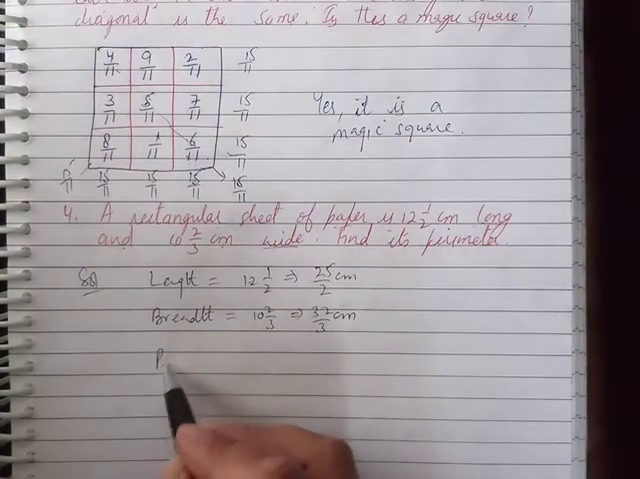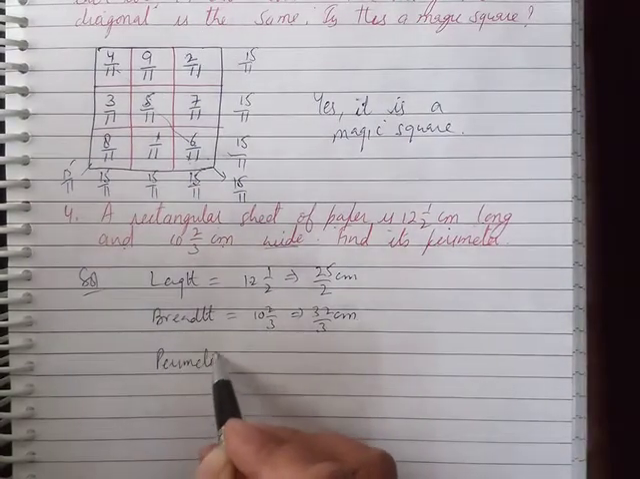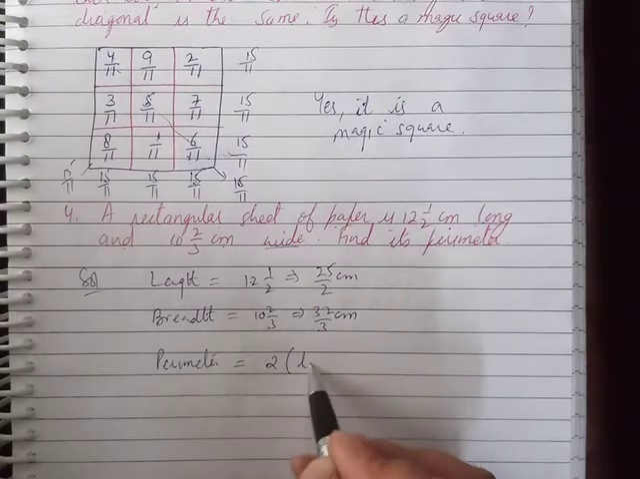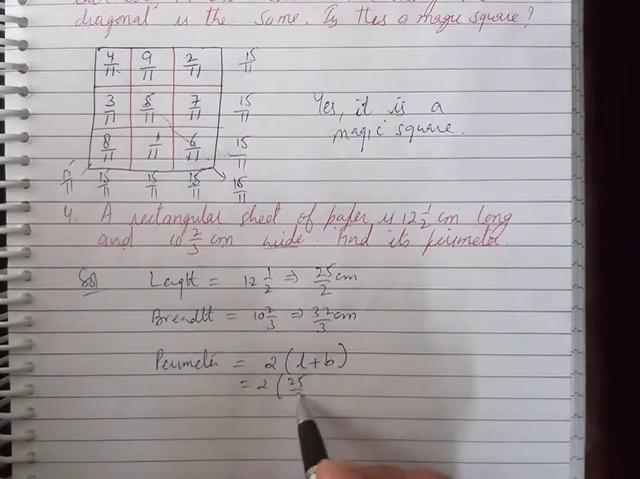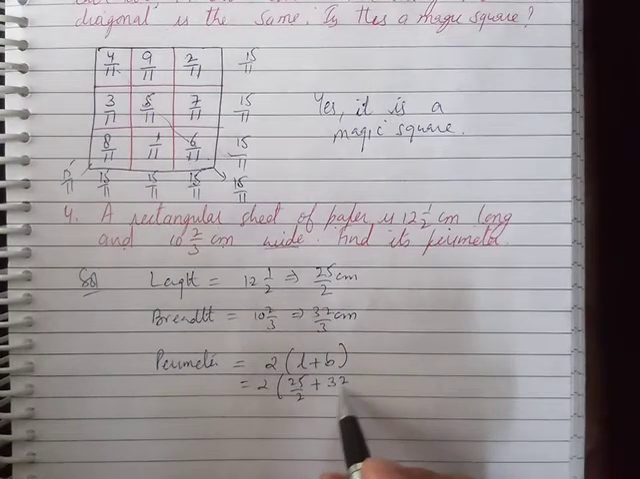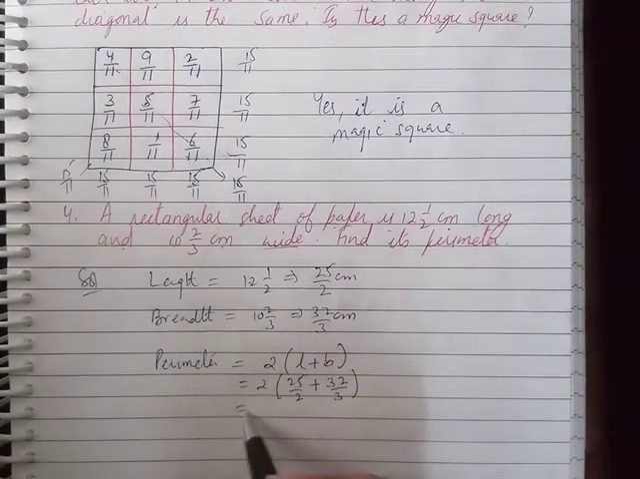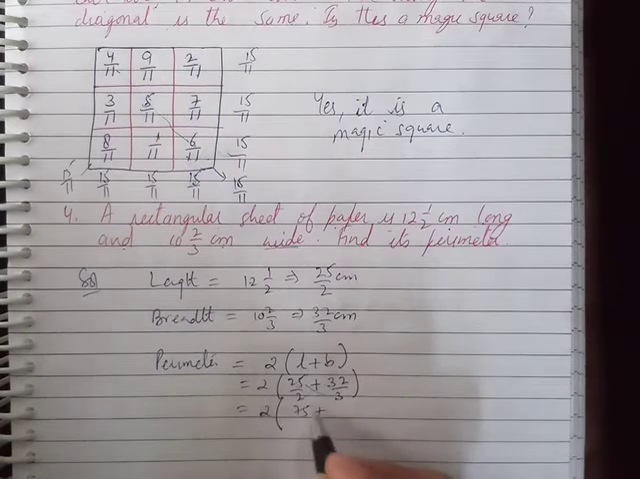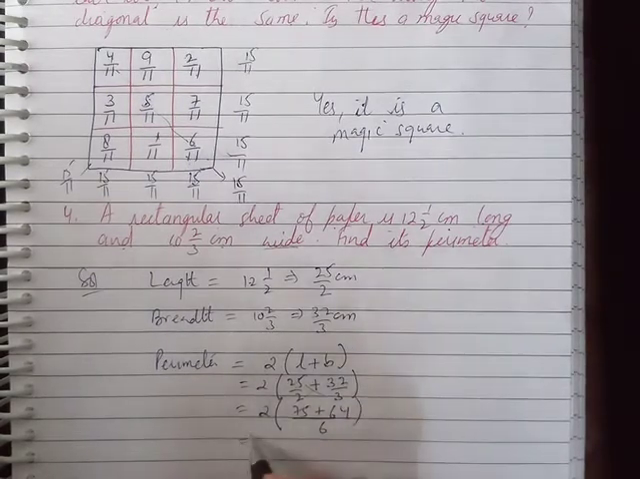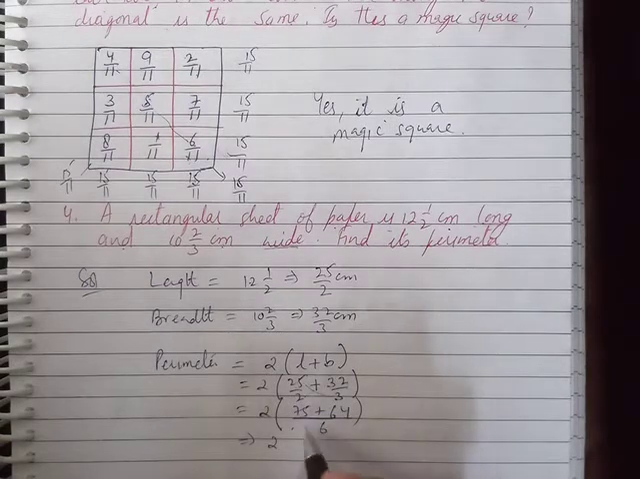The perimeter of a rectangle is 2 times length plus breadth. So 2 times 25 upon 2 plus 32 upon 3. Cross multiply: 25 times 3 is 75, plus 2 times 32 is 64, over 2 times 3 is 6. So 75 plus 64 is 139 upon 6.